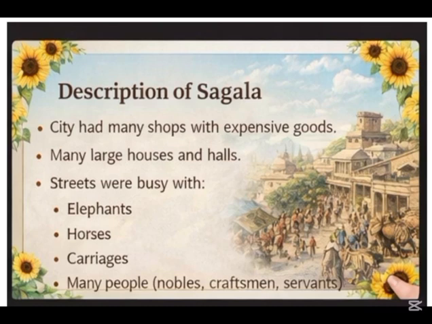So here is more description of Sagala. The city had many shops with expensive goods, many large houses and halls. Streets were busy with elephants, horses, carriages. Many people were nobles, craftsmen, and servants there in Sagala, which is in present day Sialkot.